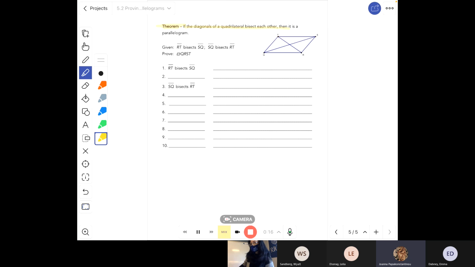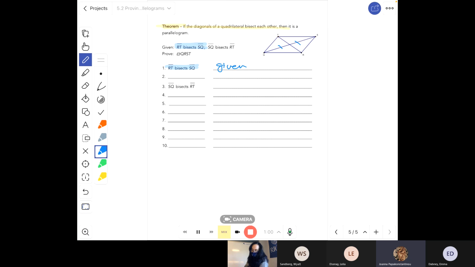Now, again, like we did with the little patty paper, we could draw it, we could fold it along the diagonals, and we could see that they bisect each other because those sides are the same length. But let's talk about how to classically prove this. So we have some information that is given. I see that RT bisects SQ. So that is given. So SQ is now bisected. So if I've bisected SQ, then I know those two pieces are congruent, right?